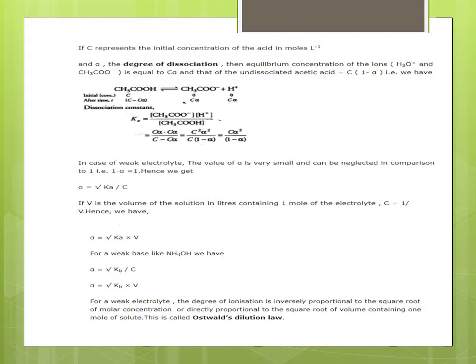If V is the volume of the solution in liters containing 1 mole of the electrolyte, then C is equal to 1 upon V. Then we will have alpha is equal to under the root Ka into V. For a weak base like NH4OH, we have alpha is equal to under the root Kb upon C, or alpha is equal to under the root Kb into V. For a weak electrolyte, the degree of ionization is inversely proportional to the square root of molar concentration, or directly proportional to the square root of the volume containing 1 mole of solute. This is called Ostwald's dilution law.